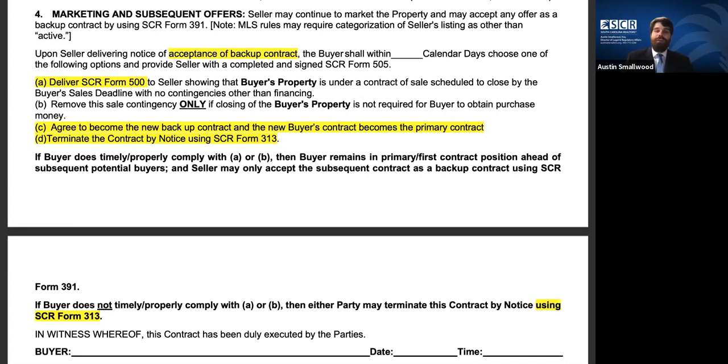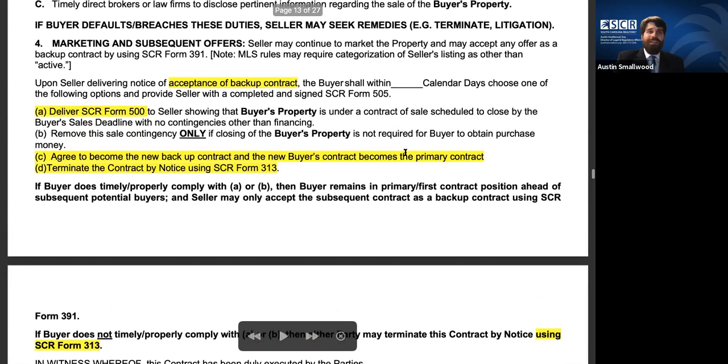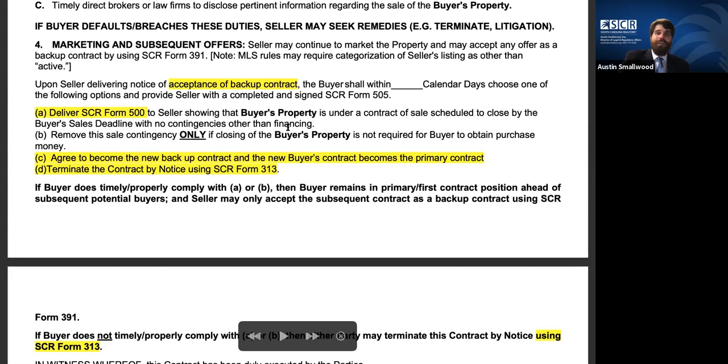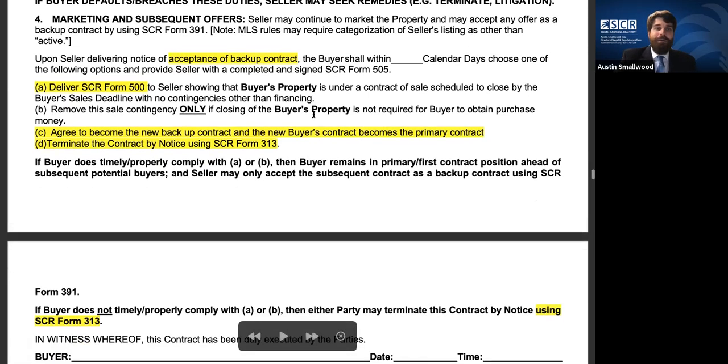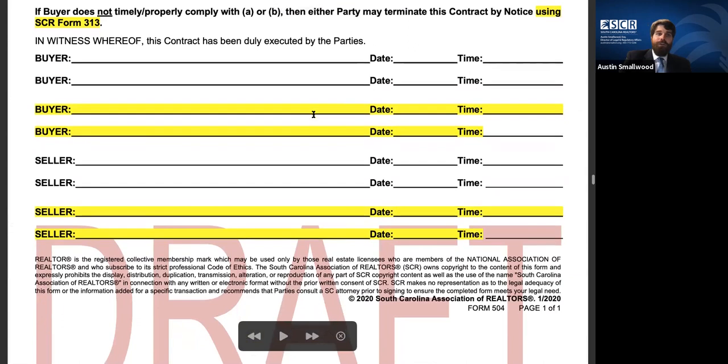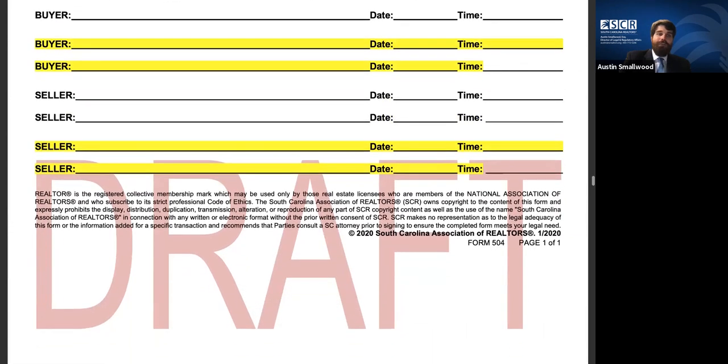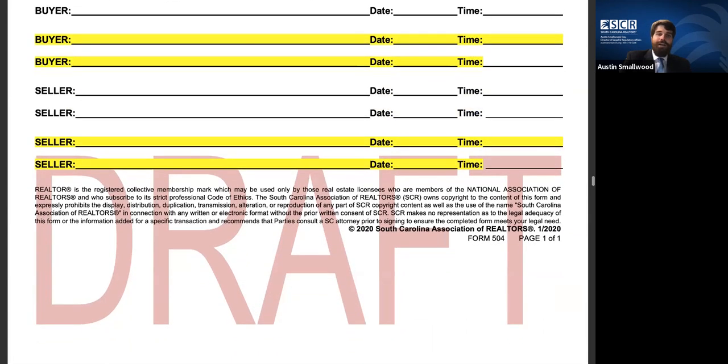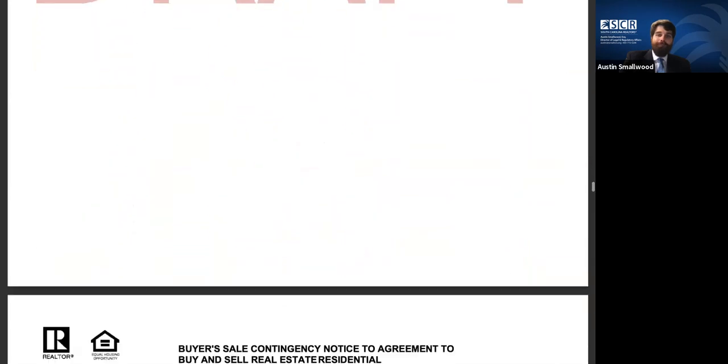And then we'll need to use form 518, which we've already gone over, to go over any sort of earnest money dispute. Now, these options in paragraph 4, you'll make those selections in SCR form 505, which is the companion form to this, what we're going to go over in a second. But essentially, those are the options there that can be presented to a buyer should a seller accept a backup contract. And then, like all of our forms, we now have 4 buyer lines and 4 seller lines to give more room there.